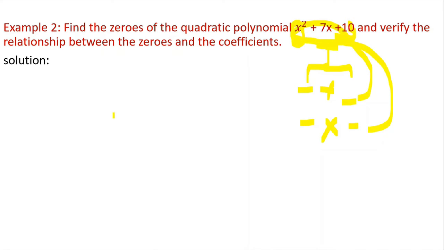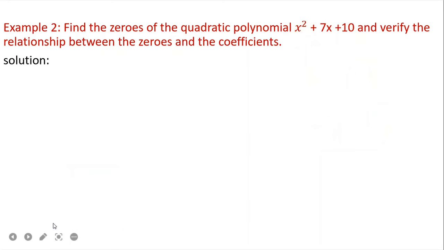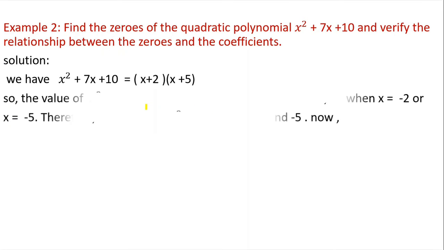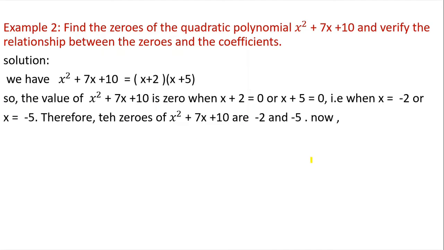So I can write x square plus 7x plus 10 as x plus 2 into x plus 5. When I equate it to 0, I get x is equal to minus 2 and x is equal to minus 5. So these are the two values of x for which the given quadratic polynomial x square plus 7x plus 10 becomes 0. Hence these two values are considered as zeros for the given quadratic polynomial.